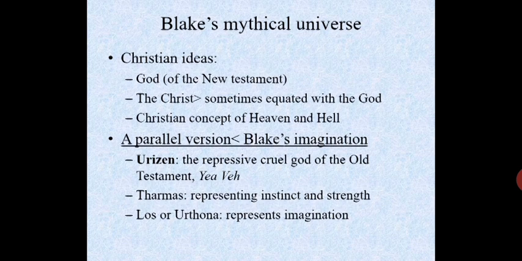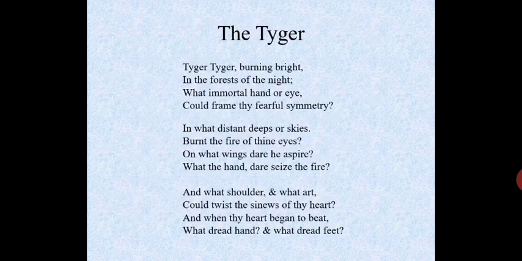So let's see. First, let's read the poem. The Tiger. Tiger, tiger, burning bright in the forests of the night, what immortal hand or eye could frame thy fearful symmetry? In what distant deeps or skies burnt the fire of thine eyes? On what wings dare he aspire? What the hand dare seize the fire? And what shoulder, what art could twist the sinews of thy heart? And when thy heart began to beat, what dread hand, what dread feet?